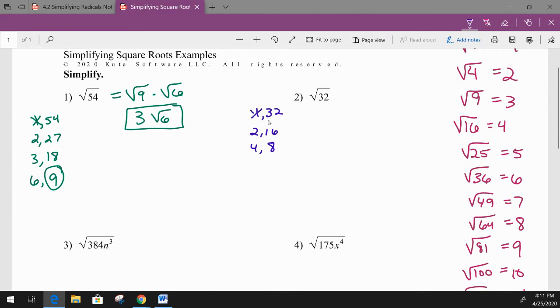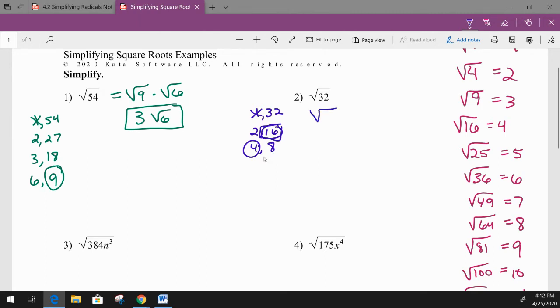So I cannot use 1 when I'm simplifying radicals, but I do have a couple other numbers that are perfect squares. So 16 is a perfect square, 4 is also a perfect square. When you are simplifying square roots or radicals, you want to use the largest perfect square or the largest perfect cube or whatever it is that you're simplifying. So I'm not going to use the 4 and 8 because then I'd have to simplify the 8 a little bit further. So I'm going to use the 16 and 2.